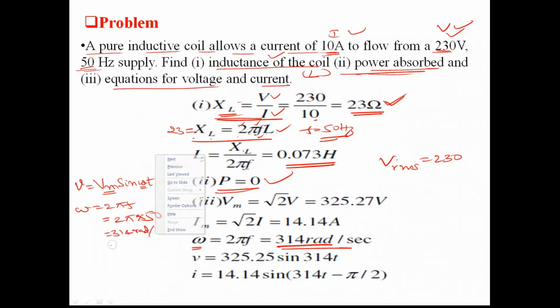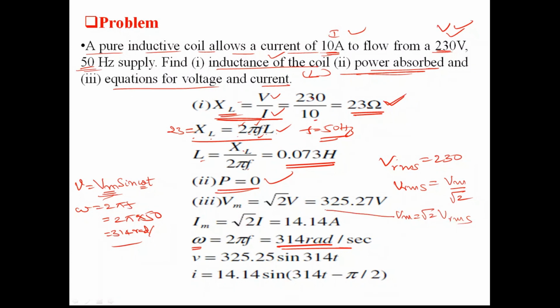Right. Then you want Vm. So how do you find Vm? In the last class, we saw that the relation between VRMS and Vm is VRMS is equal to Vm by √2, for a pure sinusoidal waveform, the relation between the maximum value and the RMS value. From this, can I find out Vm? Vm is equal to √2 times VRMS. The same expression we have used here. This is √2 into VRMS. VRMS is 230. Therefore, if you substitute that, you will get Vm as 325.27 volts.